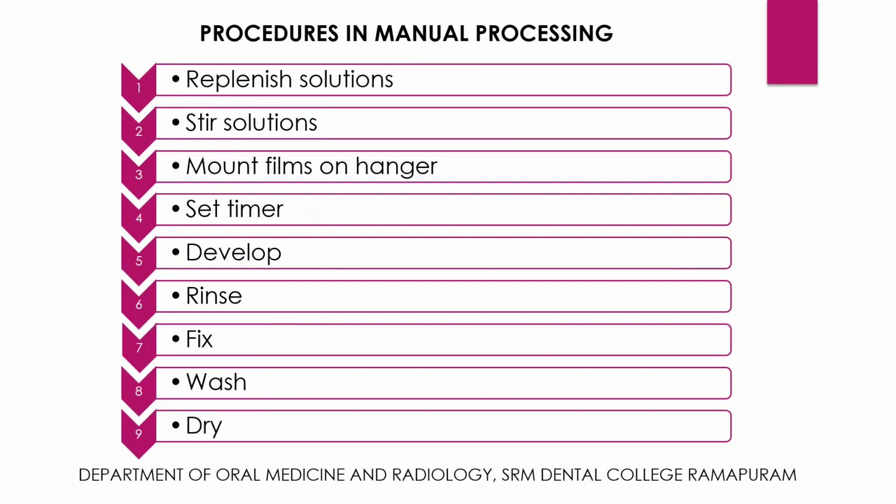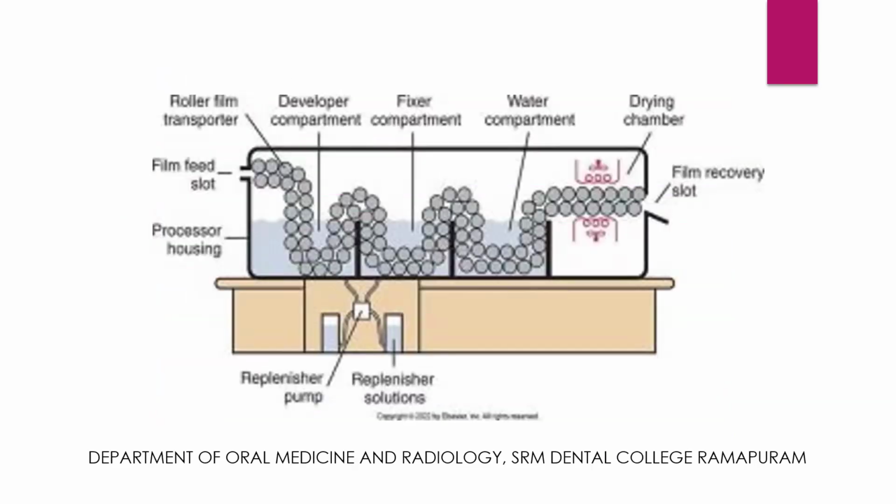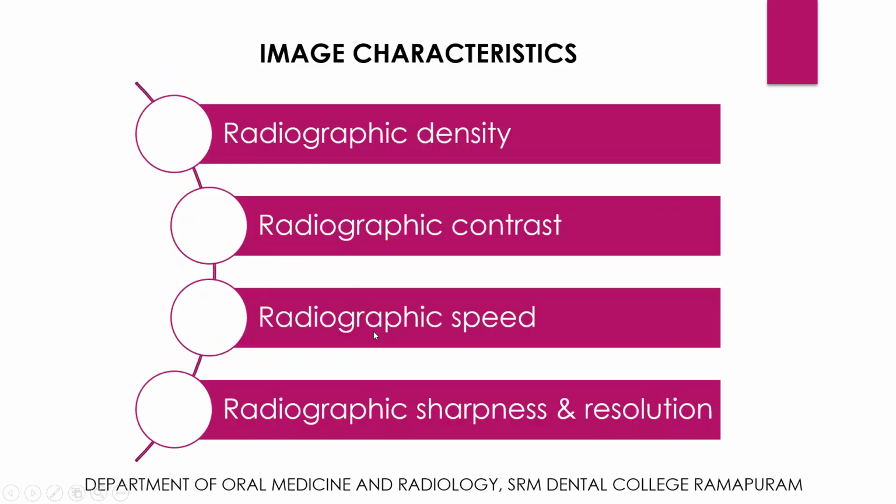Solutions have to be replenished at adequate intervals so that it does not cause any cross-contamination and you don't have any kind of processing errors in the final radiographic film. So this is a schematic diagram to show the automatic film processor, which contains a roller film transporter. It has a roller belt, and we have the developer compartment, fixer compartment, and the water compartment. So it is done automatically without any manual intervention. And we also have the replenishment pump and solutions.